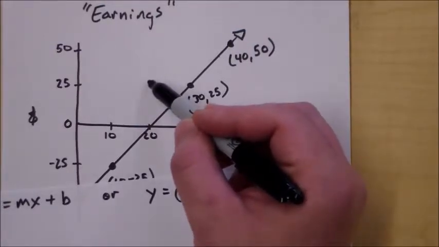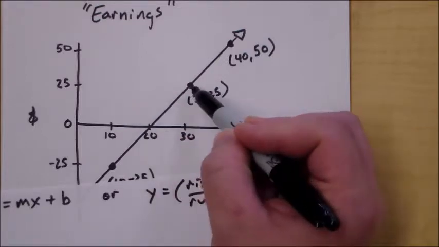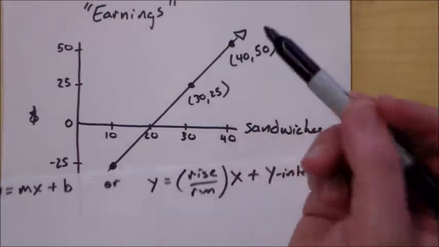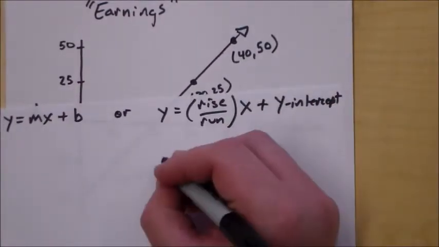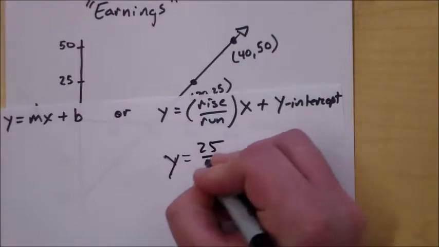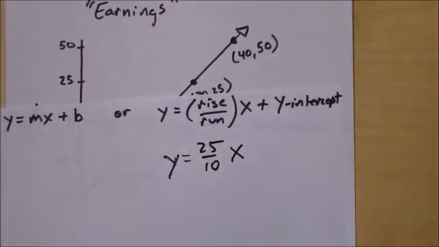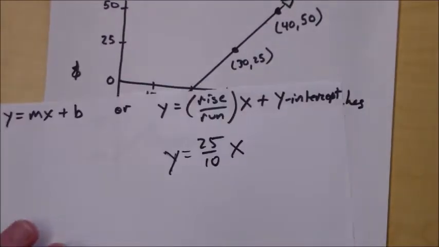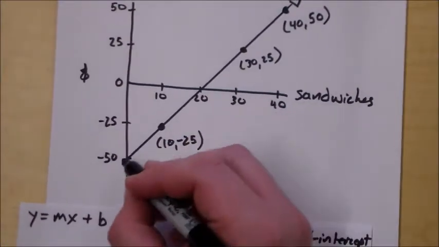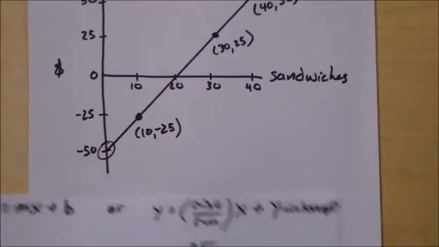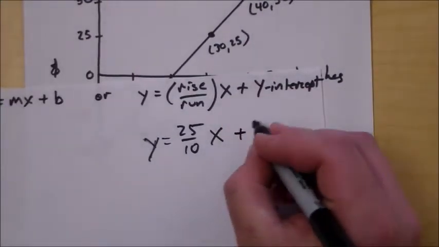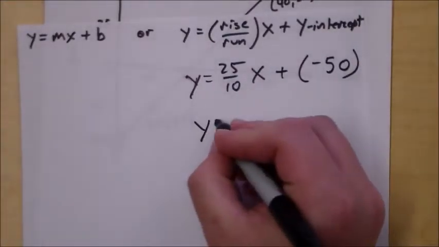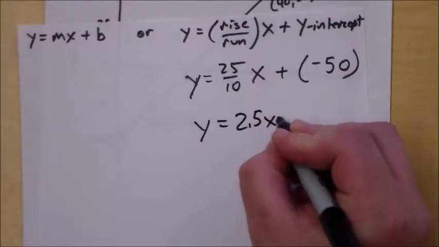So what's your rise? Well, you rise 25, you run 10. From 20 to 30 is 10. Same thing here, you rise 25 from 25 to 50, and you run 10 from 30 to 40. So y equals rise is 25, run is 10, x. And what's my y-intercept? Remember, you add the y-intercept. Well, the y-intercept is where you shockingly intercept the y-axis. So the y-intercept is negative 50. So plus the y-intercept is plus a negative 50. Okay, so let's clean that up. y equals 2.5x minus 50.